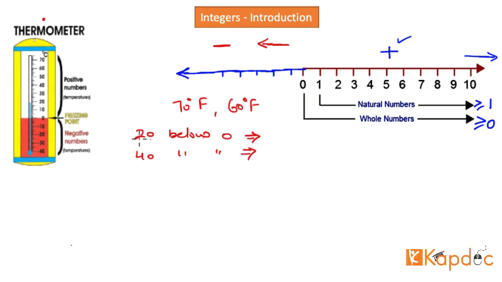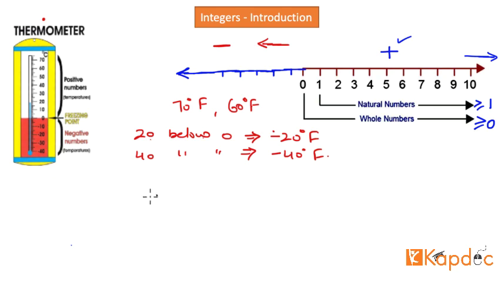It says that 20 below 0 is defined as negative 20 degree Fahrenheit. This negative is an indicator that something is below 0, right? Likewise, we'll say negative 40 degree Fahrenheit. So these are some examples where we use the notion of negative numbers. What other situations come to your mind where we use negative numbers a lot?